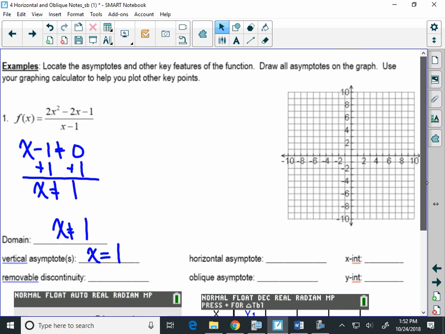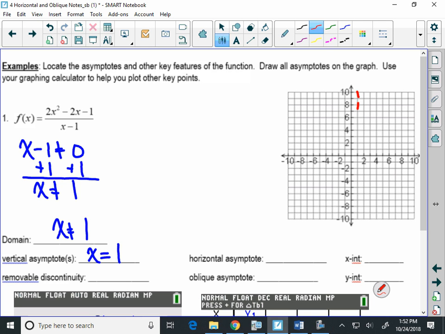So why don't we, right now, put in our vertical asymptote, because we know we've got one, at x equals 1. Remember that that line crosses the x-axis. Typically, we write a vertical asymptote with a dotted line. We do not have any removable discontinuity in this problem because there's nothing that cancels out. So again, write none, write not applicable, whatever works for you for that.